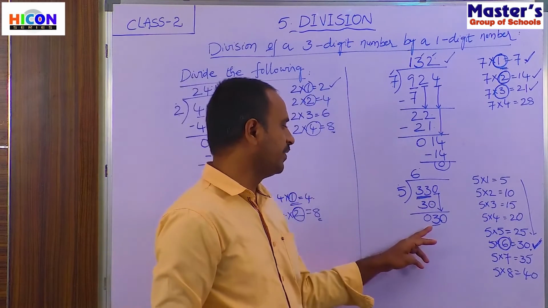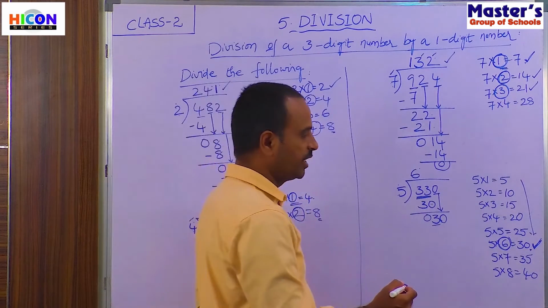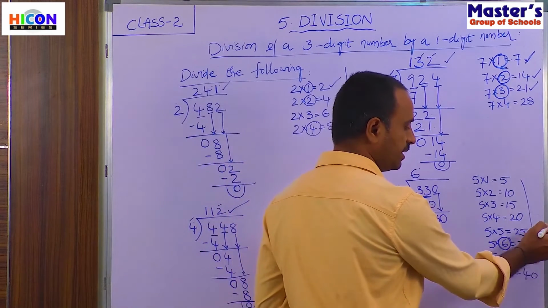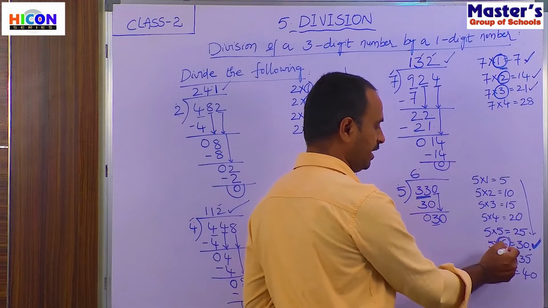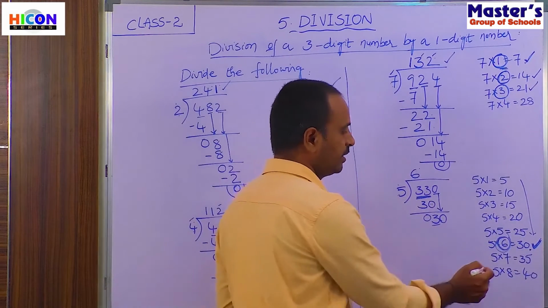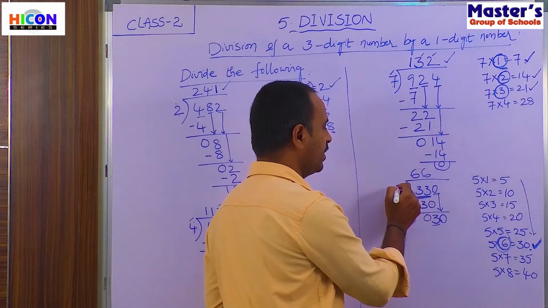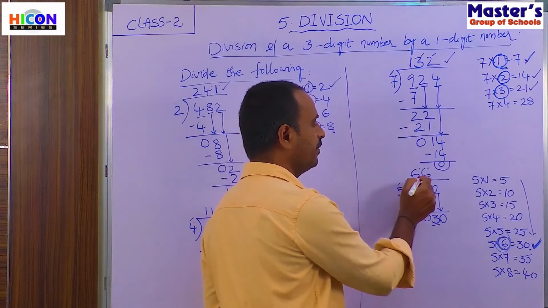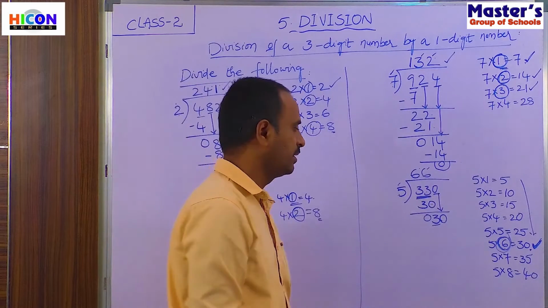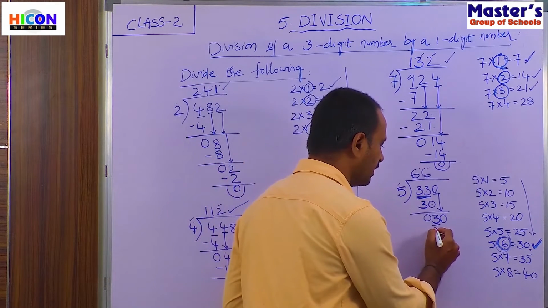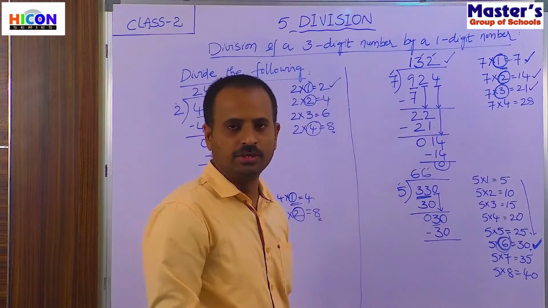Now let us find when the number 30 comes in the fifth table. Observe the fifth table. When does the number 30 come? The number 30 comes when we take 6 times. So write the 6 in the quotient beside the 6, and again multiply these two numbers, 5 and 6. That is 5 6s are 30. Write the product below 30 and subtract. So 30 minus 30, 0.